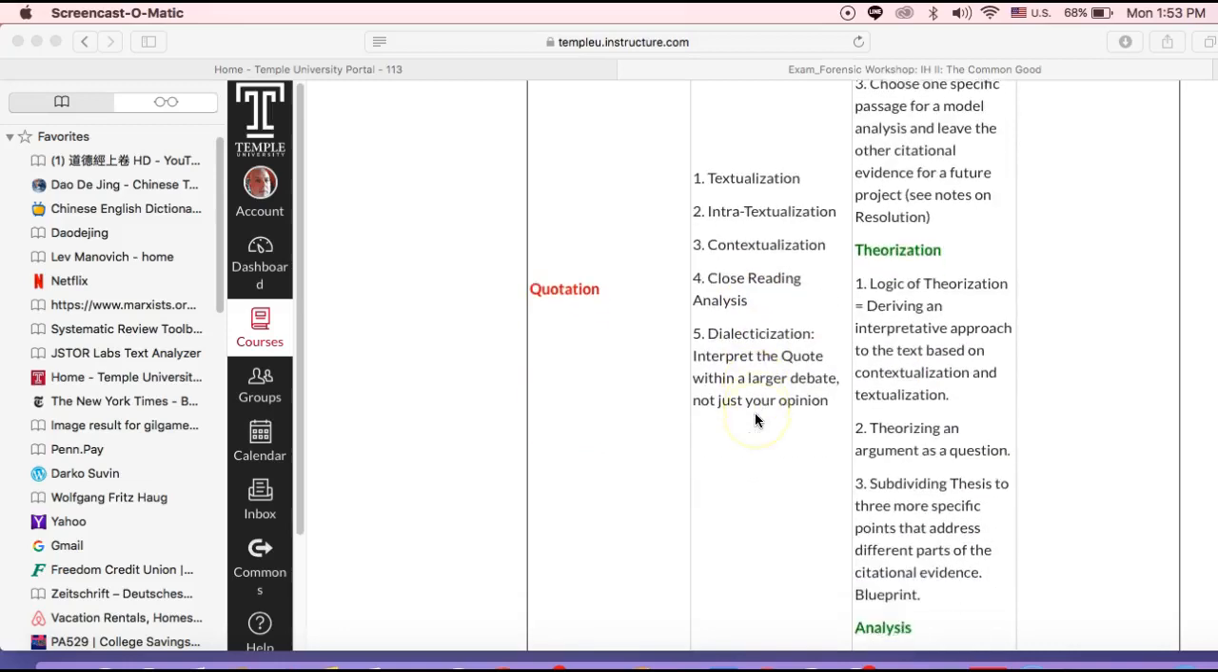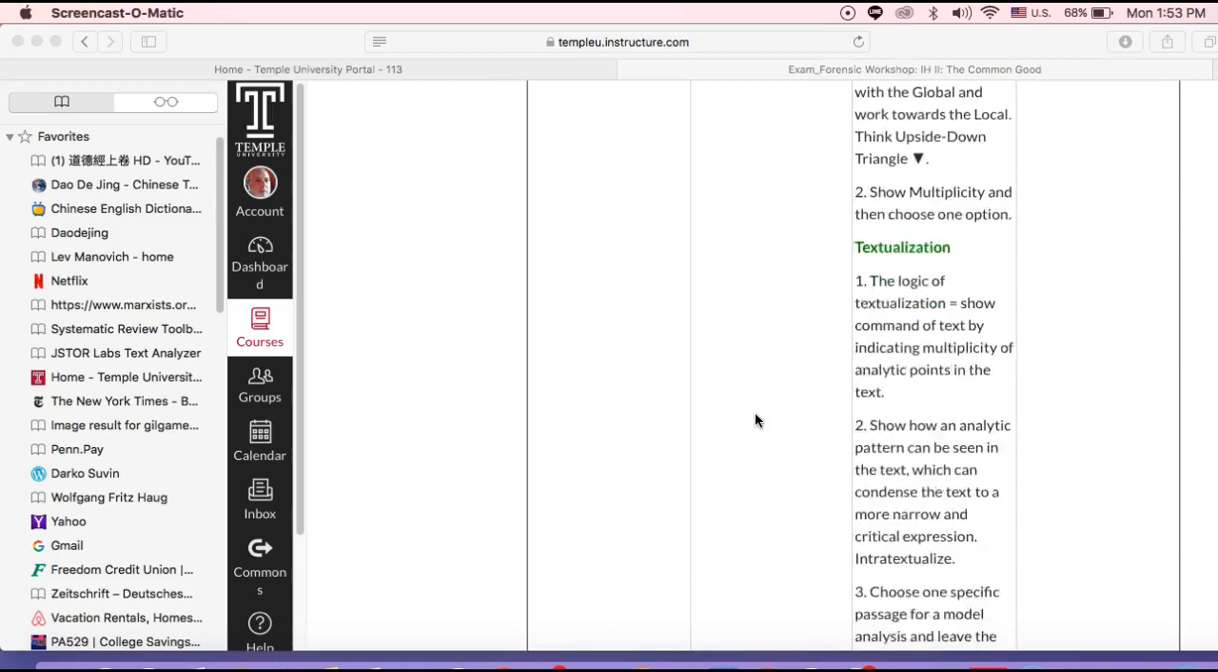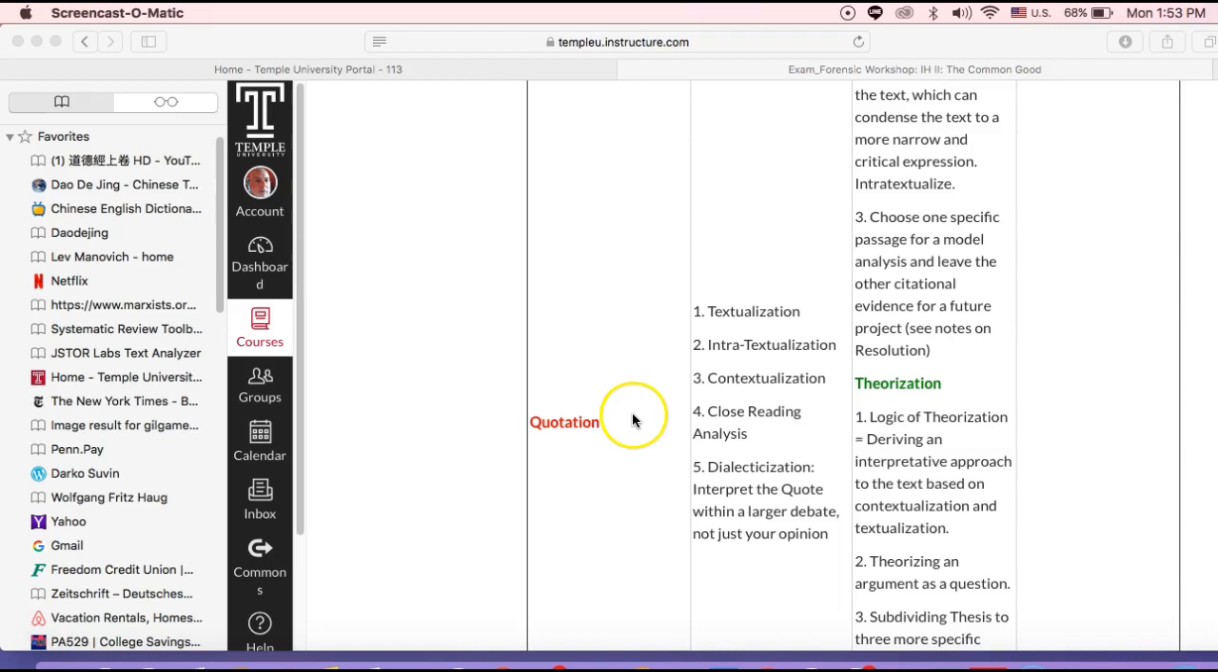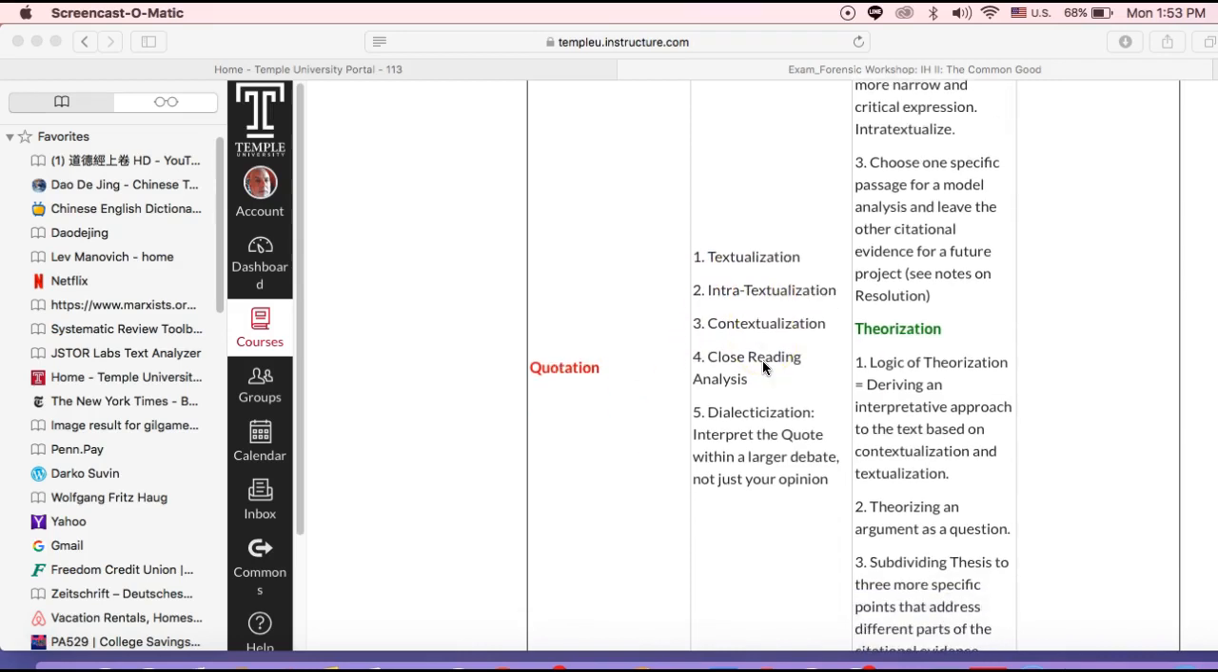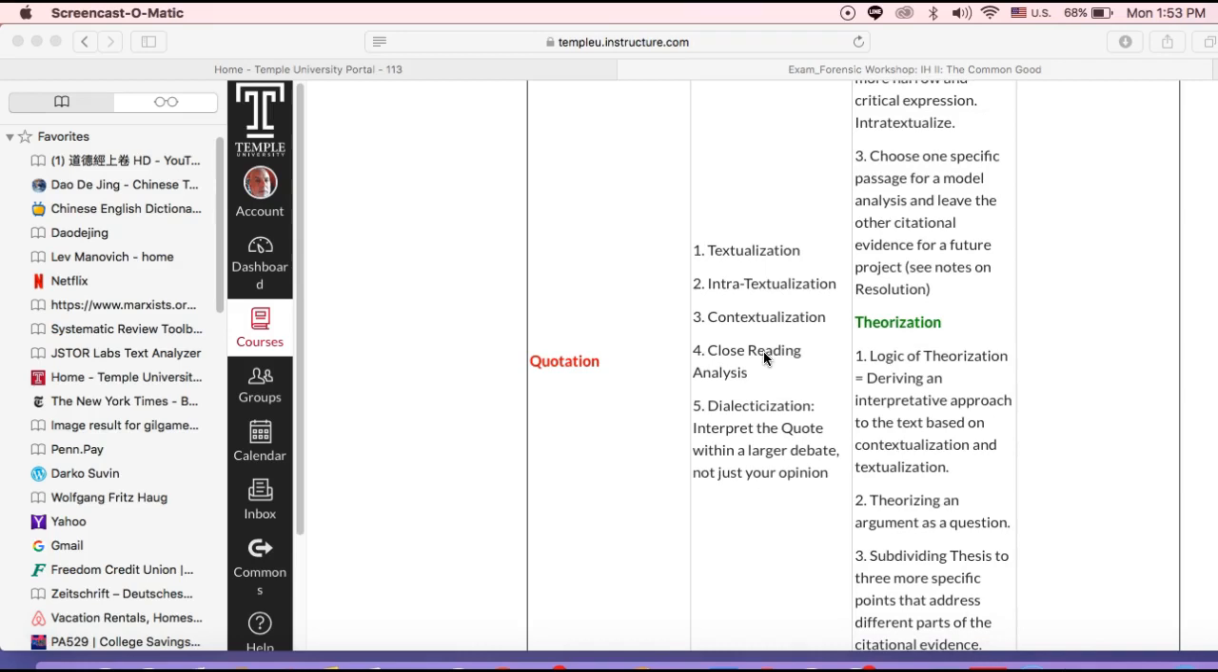Okay, so let's look at what we got here. So let's look first at quotation. That was the first part of the test, right? So here, logical structures. So the way to do a quotation, right, is to first textualize it, right? So show that you have a command of the text.